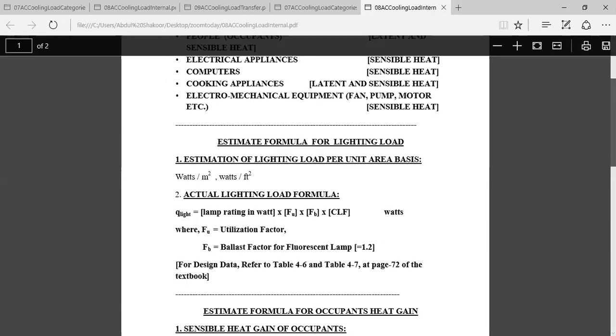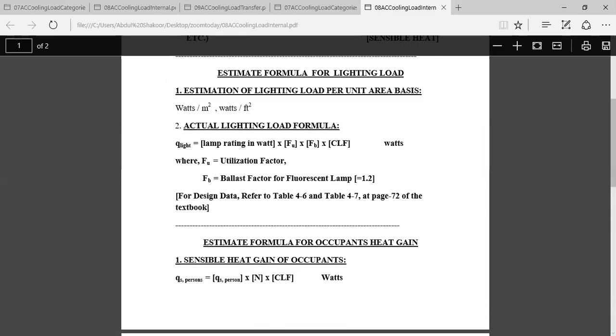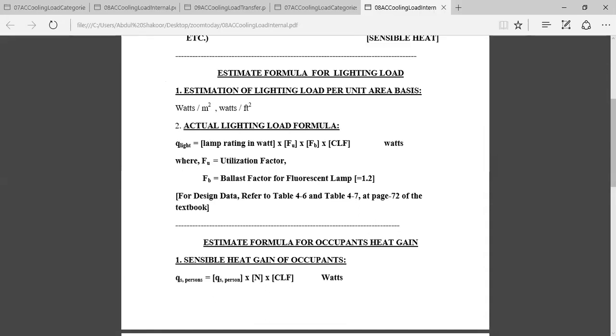And now we will take one by one these internal loads. First, let us take lighting load. Lighting load can be estimated by two methods. One method is watts per meter square. You know the floor area of the room, so divide. We usually have thumb rules, for example, 2 watts per foot square. The electrician suggests 2 watts per foot square.